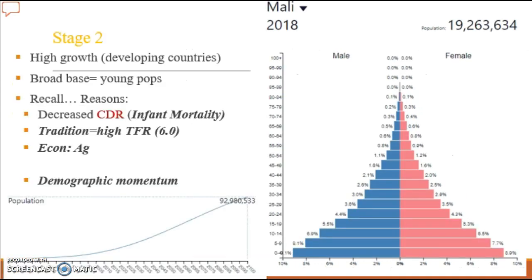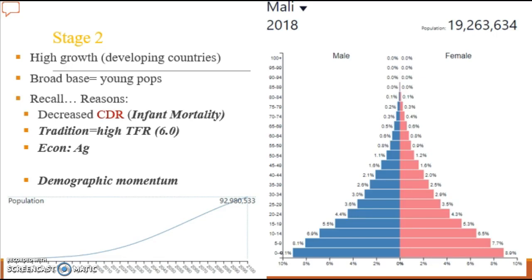Mali, our example for stage 2, reflects an extreme pyramid, meaning our youngest cohorts are by far the largest. So stage 2, if you recall, we have a decreasing death rate, meaning that these cohorts that are big at the base will continue to move up. We have an economy based on agriculture, so that large families are desired. As healthcare improves and more children live longer, tradition is slower to respond, meaning women are going to continue to have kids. Large families are tradition, passed down generation to generation, and that type of tradition takes longer to break.